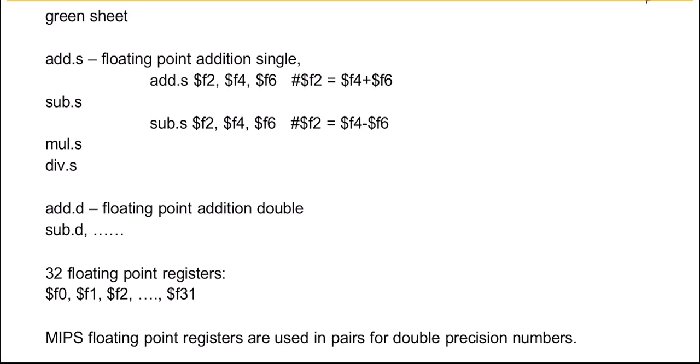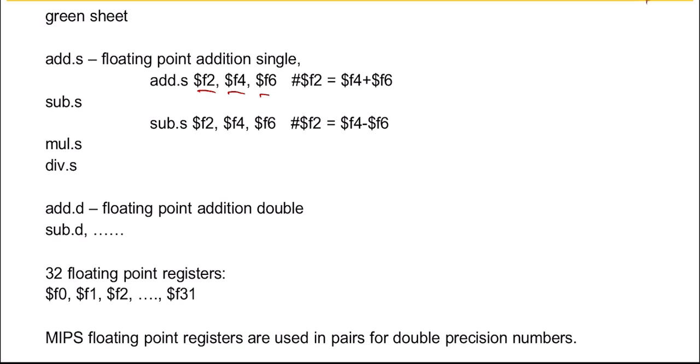Let's talk about a few examples. When we are doing single precision addition, instead of add, you do add.s, then three registers. Same with sub, same with multiplication and division. For double precision, you're going to do the same with .d.